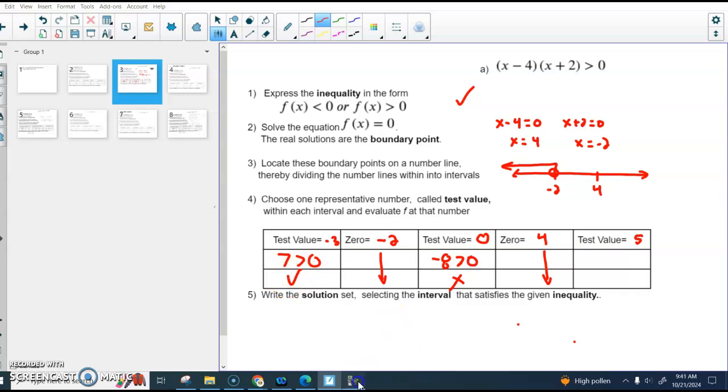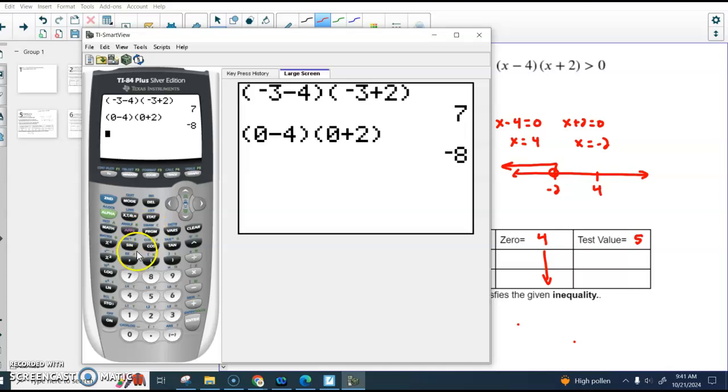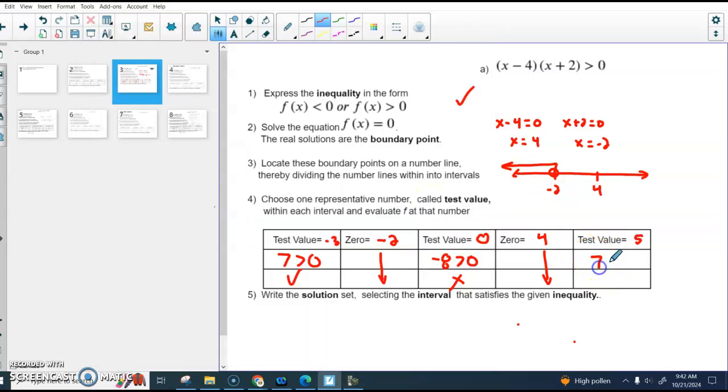The last one I'm going to choose is 5. So I'm going to do 5 minus 4 and then 5 plus 2. I'll press enter, and I got 7. So 7 is greater than 0, so that is a solution. That means I'm going to go from 4 to infinity. The reason why these circles are open is because it's not equal to; it's less than, or it's greater than.